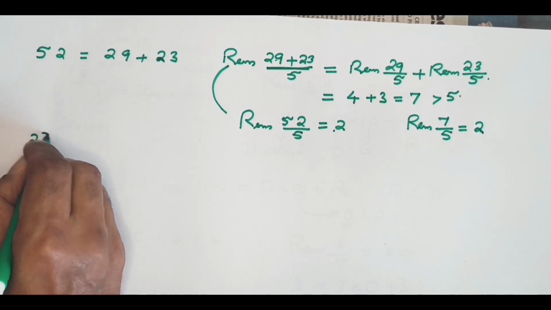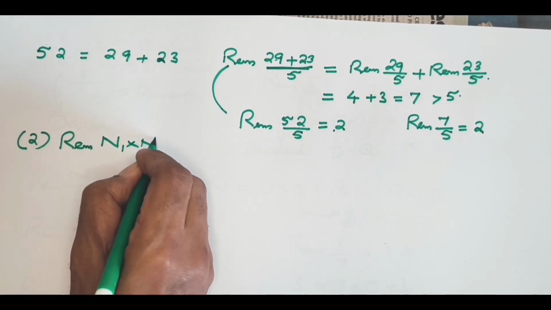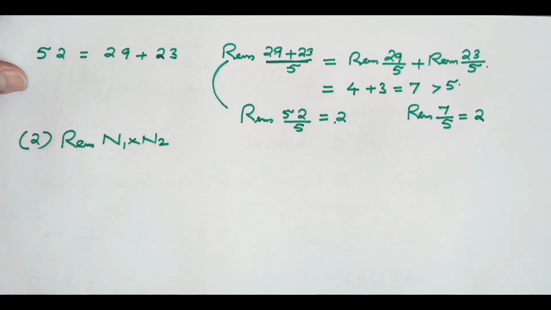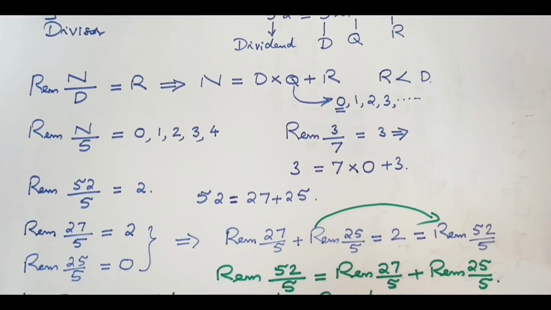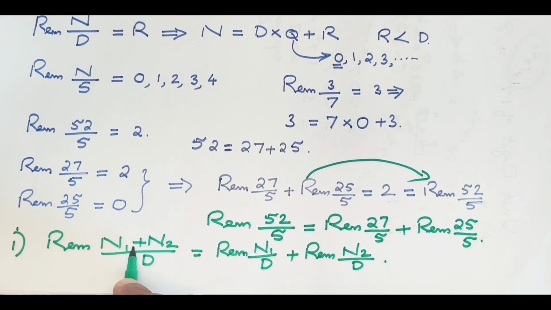Okay. Now the second result is this. Remainder of n1 multiplied by n2. By the way, in the previous result, I had used plus sign. Let me go back to the previous result. The first result we had seen, here it was plus. The result is true even when you put minus sign. If you put minus sign, here it will be minus sign. And that result is true when you put multiplication also, which is what I am going to show here.